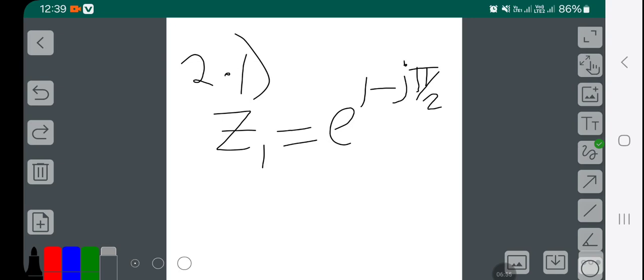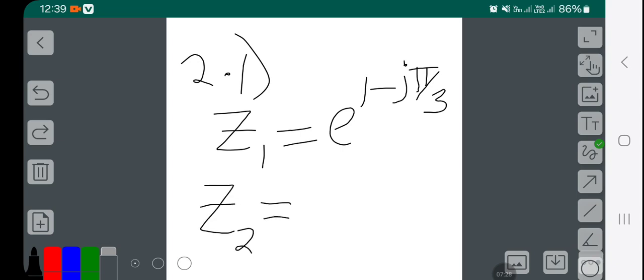So as for my assignment, your z1 is like this. I'm going to change your z1. I'm going to say my z1 is going to be e to the power of 1 minus j pi over 3. I'm going to use pi over 3. So here I'm going to say 1 minus pi over 3. That is my z1.